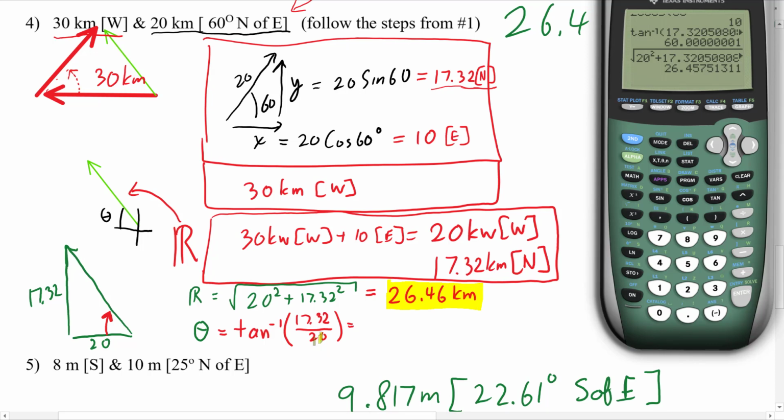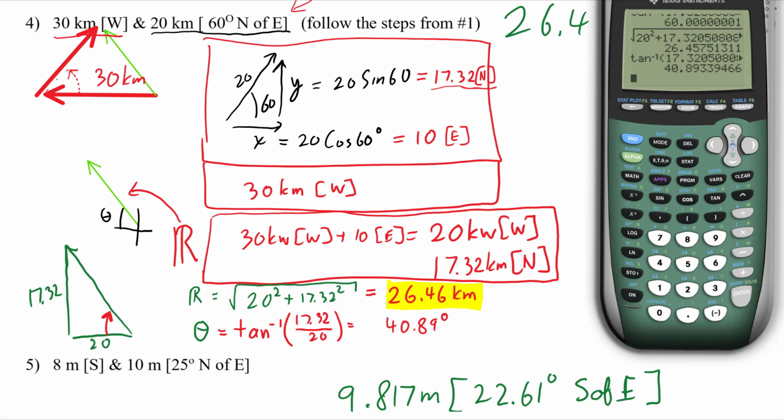And then I did 10 down here on my calculations. I have to do 20. So it's the inverse tan of that 17.32 divided by 20. And I get an angle of 40.89 degrees.